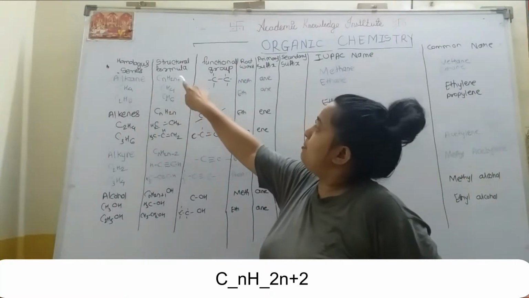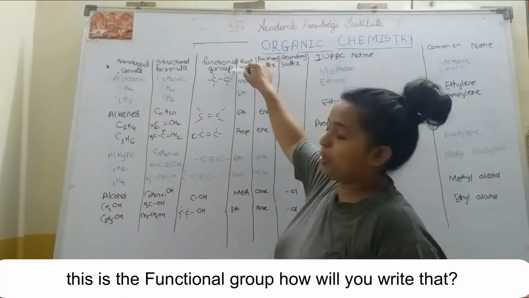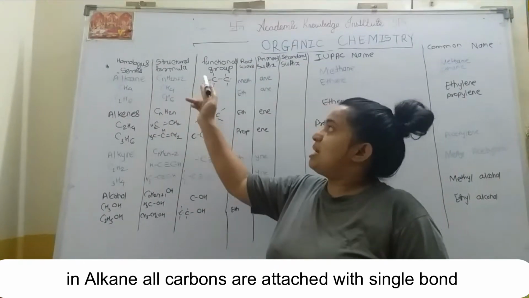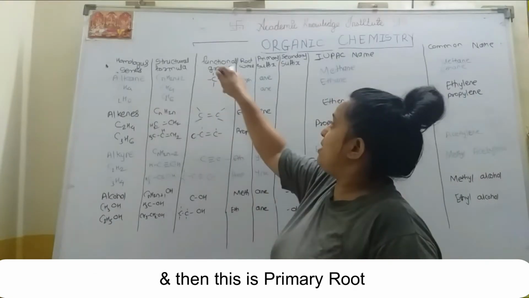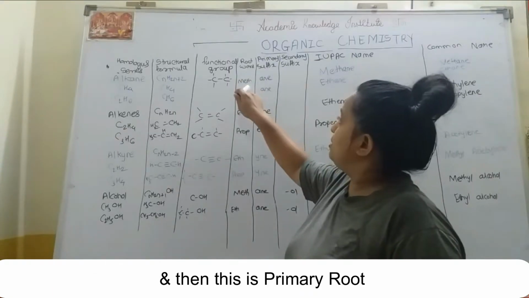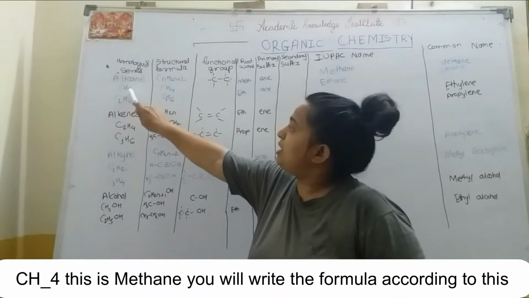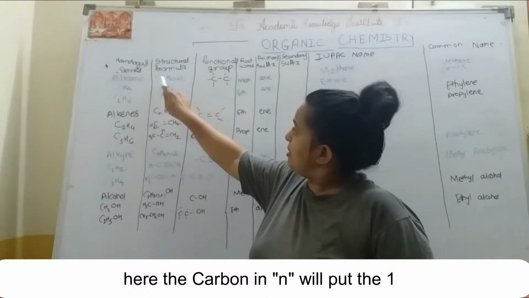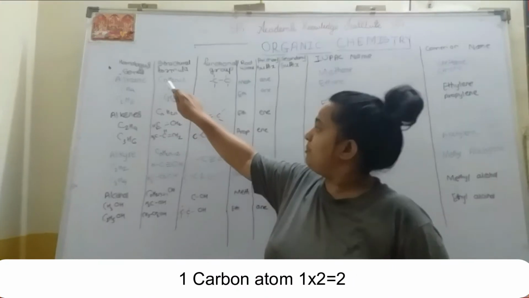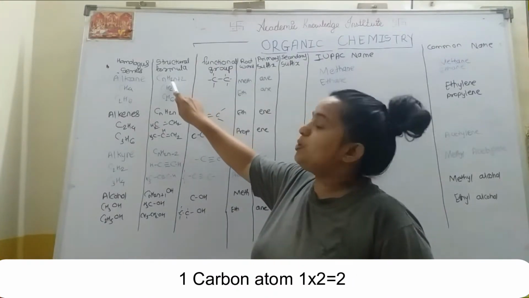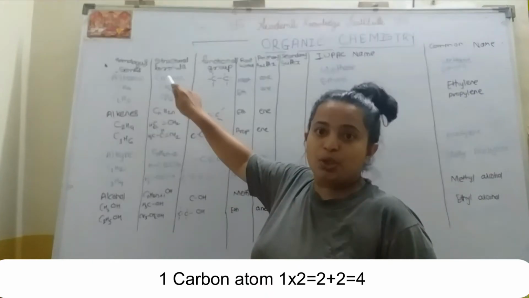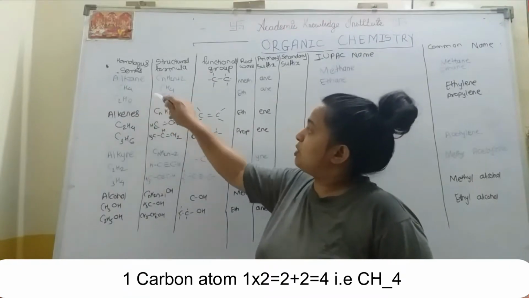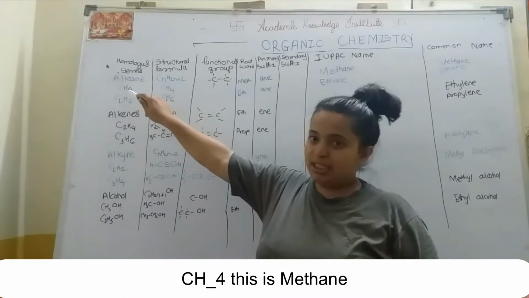So CnH2n+2. Then this is the functional group. How do we write that? In alkane, all the carbons are attached with a single bond, so that's why I have written it like this. Then the root word is meth, like CH4, that is methane. So we will write the formula according to this. Here we put 1 carbon atom in n. So 2 into 1 is 2, plus 2 is 4. So that is CH4, that is methane.